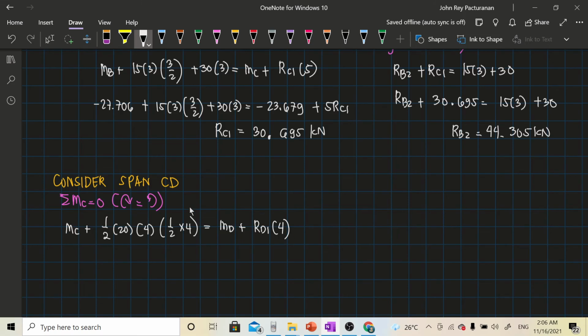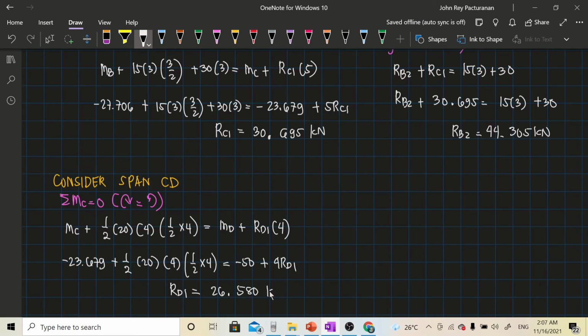We substitute the values of MC and MD. So the value of MC is negative 23.679 is equal to 1 half ng 20 times 4, then 1 half ng 4. Yung MD naman natin is negative 50 yan, di ba? Plus 4RD1. So, the value of RD1, again, pag sinolve nyo siya, that is 26.580 kilonewton.